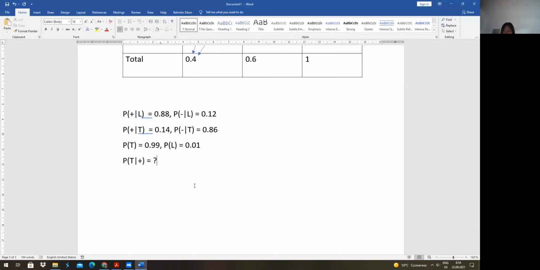I think we should take 0.88 multiplied by 0.01 plus 0.14 multiplied by 0.99. Try to calculate and give us the answer. I calculated, and the answer is 0.1474. Okay. That's one answer.